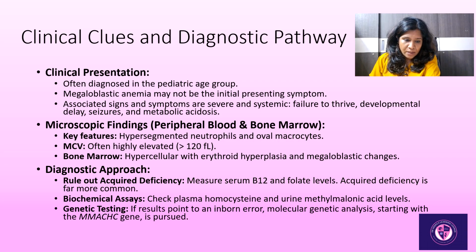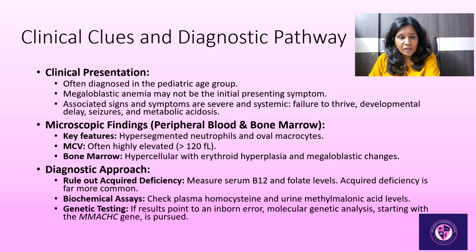The diagnostic process basically involves a stepwise pattern. First and most important step is to rule out an acquired cause of B12 or folate deficiency. That is the first step, and this is vastly more common. So first, rule out the acquired deficiency. Even in a young child, dietary issues can occur, and the acquired factors should be ruled out.